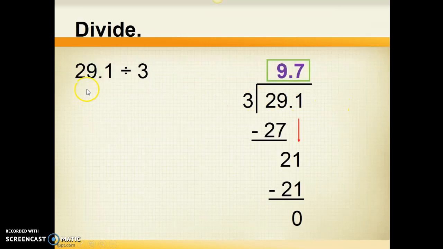When we have a division problem that is written horizontally, we want to make sure that the number that comes after the division sign is the number that's going to be outside of the division bracket.